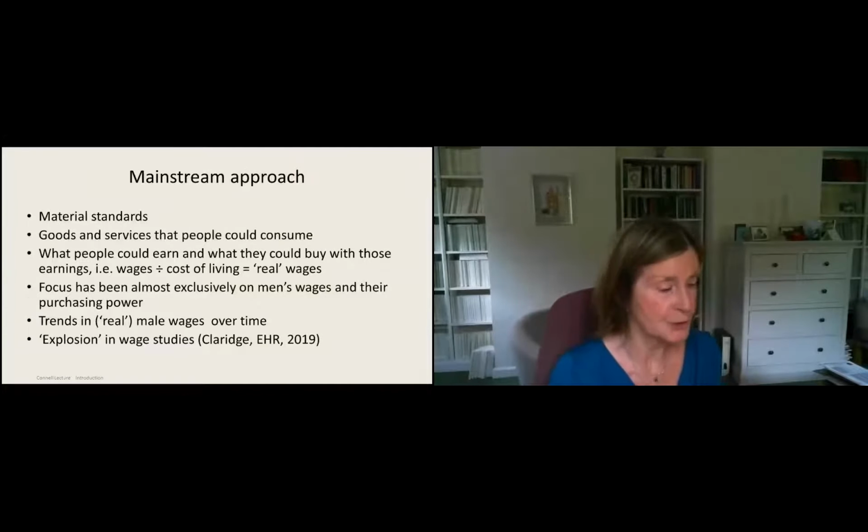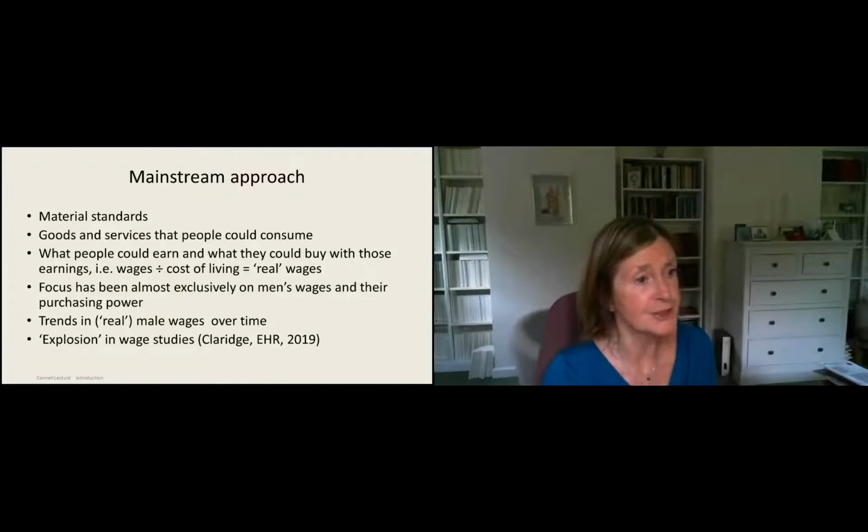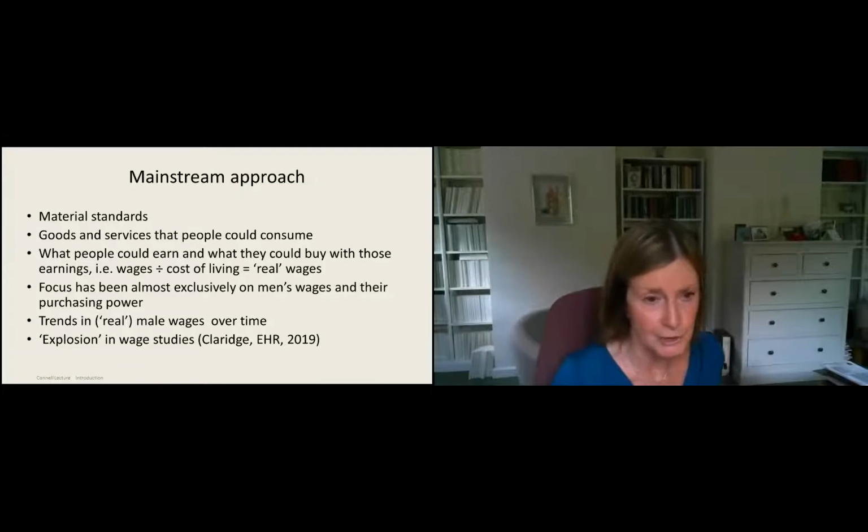Well, the mainstream approach to the standard of living, of course, is really material standards. What we economic historians do is we talk about the goods and services that people could consume in different times and places. What people could consume is generally conceptualized as what people could earn and what they could buy with those earnings. So the standard of living really is wages divided by the cost of living, or real wages, as we denote them. And the focus by economic historians has been almost exclusively on men's wages.